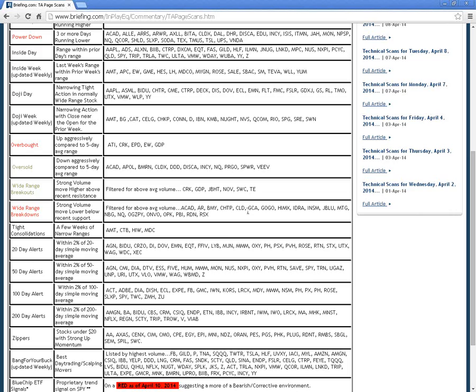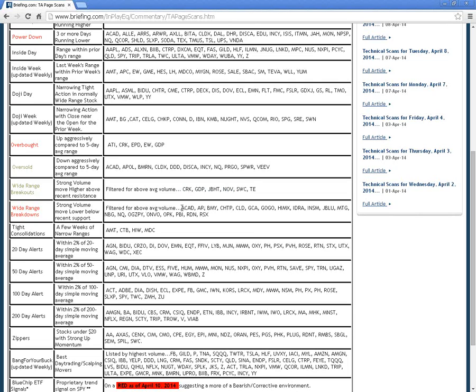First off, I'm always looking at the absolute number of the results of these scans. To me, if I see more breakdowns than breakouts, then I know the market is, generally speaking, under some sort of distribution behavior, and vice versa. If there's more breakouts than breakdowns, then I know the market is in some sort of accumulation pattern. So that's basically the number one way that I look at it.